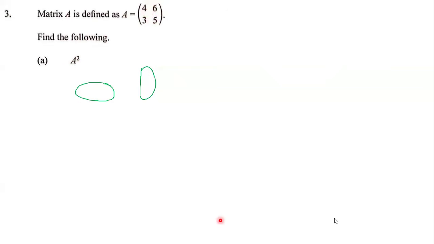What I'm going to allow you to do is take a moment and attempt this question on your own. And then when we come back, we will do it together. So take a moment, attempt this question, multiply A by A. So multiply this matrix by itself, and then we'll come back and explain how to do it.